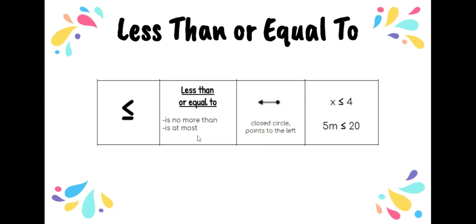When you are graphing this on a number line, you are going to use a closed-in circle. It's going to point to the left. Just like before, look at the inequality symbol. It is pointing to the left. So that means you will shade to the left.